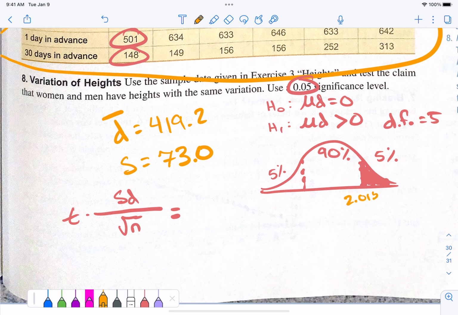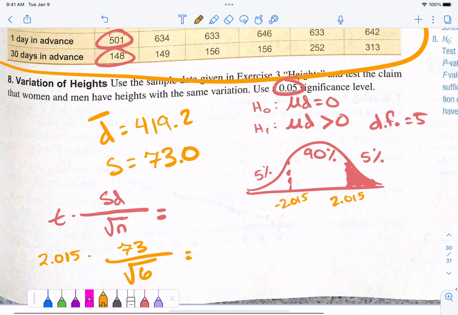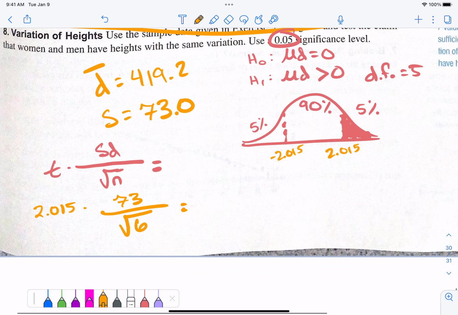2.015 and negative 2.015. That's your T. SD, she gave it to us as 73. The square root of what's N? 6. So 2.015 times 73 over the square root of 6. 60.1. Seriously? Yes, 60.1.